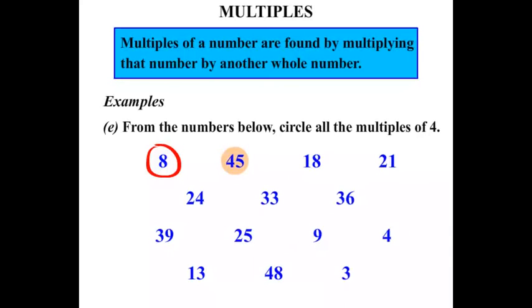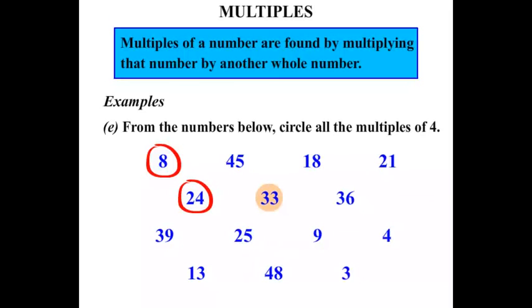45. Does 4 go into 45? No. Does 4 go into 18? No. See how important it is to know your times tables. Does 4 go into 21? No. Does 4 go into 24? Well, yes it does. It goes in 6 times. So that is a multiple of 4 then.